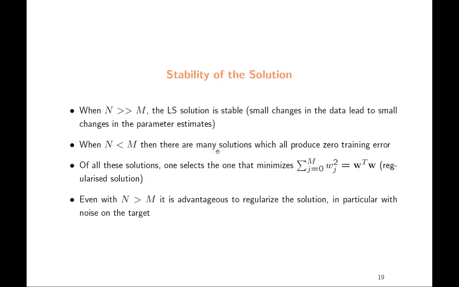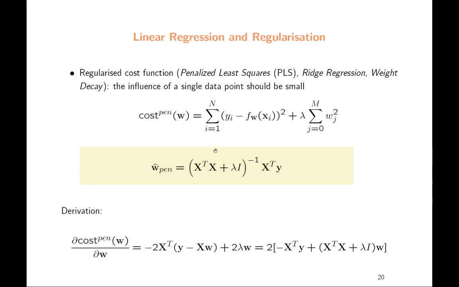But it turns out even if the number of training data is larger than M, or if they are both approximately of the same size, it's a good idea to add this term to your cost function. And this is called regularization. And what we're doing now is called penalized least squares, or PLS. In statistics, it's called ridge regression. In machine learning it's sometimes called weight decay.